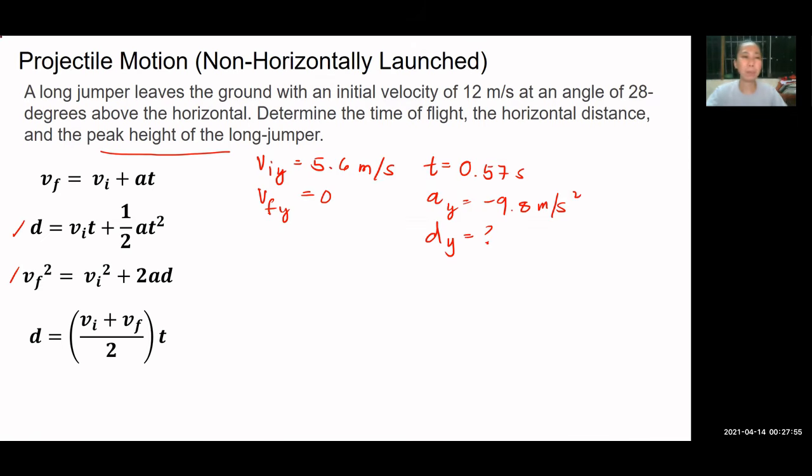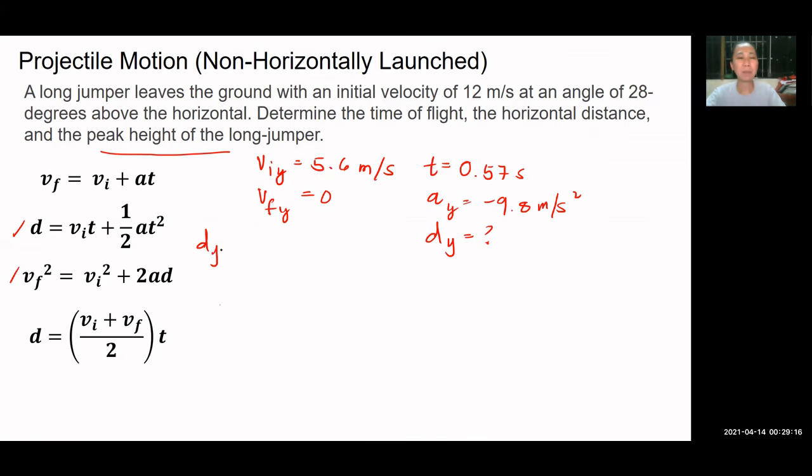Okay, so para masagot ang problem na to, we can use either the second equation or the third equation. So alin dun sa dalawa pwede natin gamitin. Okay, doon naman sa dalawa, parehas lang yung makukuha natin sagot. So ipapakita ko sa kanya mamaya na parehas lang yung makukuha natin sagot for that. Okay, so let's say gamitin muna natin yung second one.